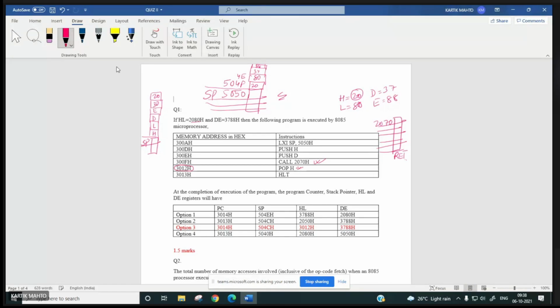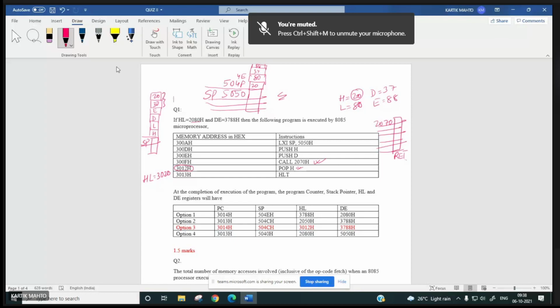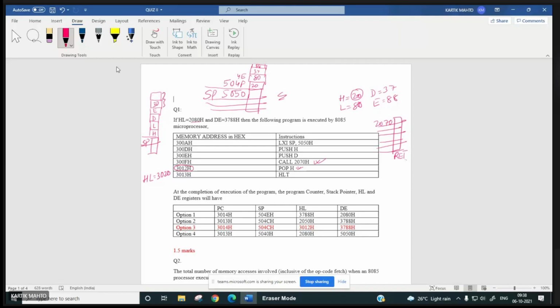Now after returning, we are popping H. So this 3012 will be popped to HL. So HL will be equal to 3012. Now the program counter at the end of this program will be 3014. So the program counter is 3014.